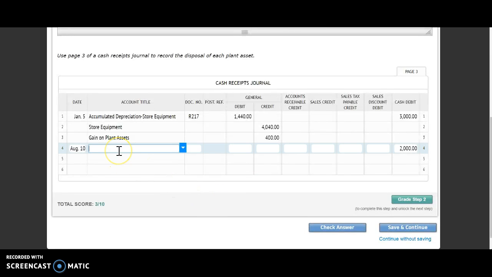Okay, so I'm going to go down. Again, I'm going to debit my accumulated depreciation for whatever that is. And this time we have office equipment, and receipt 281. So I figured out my accumulated was 2720.